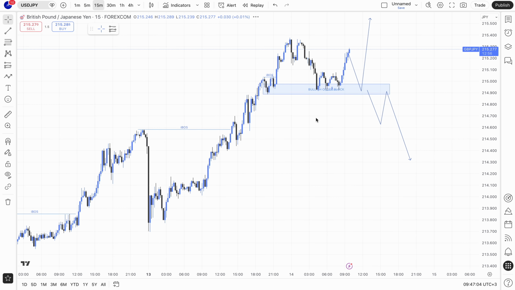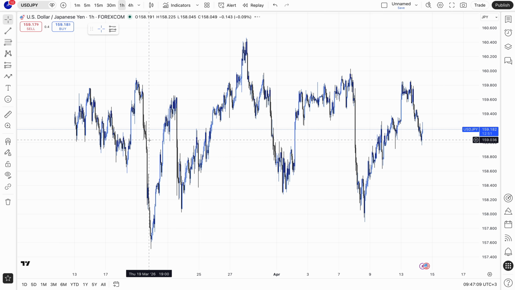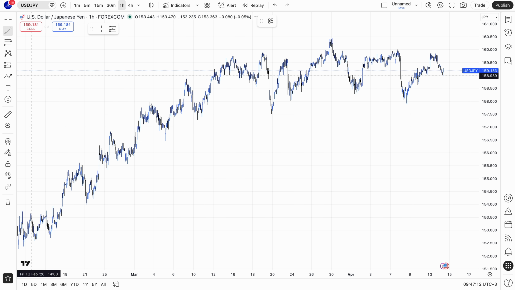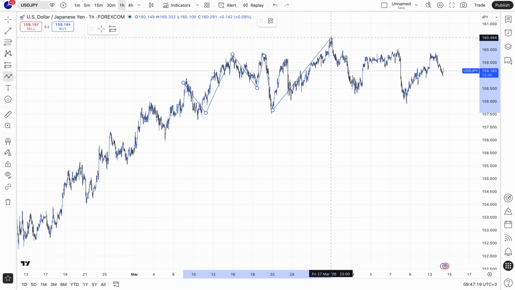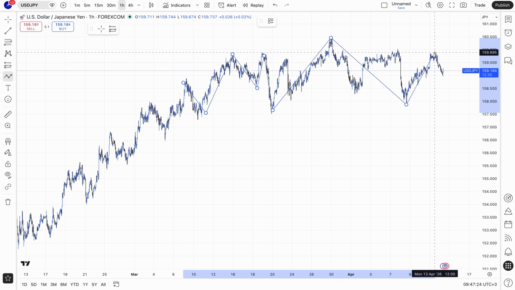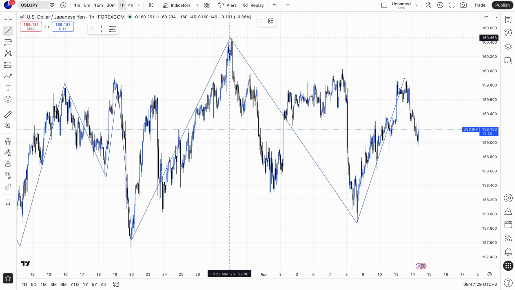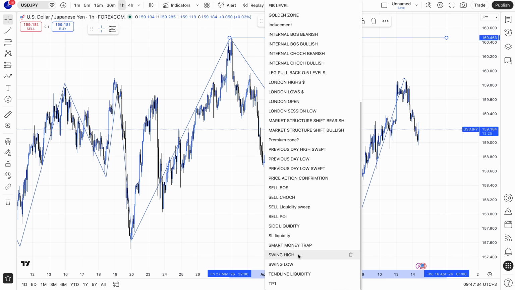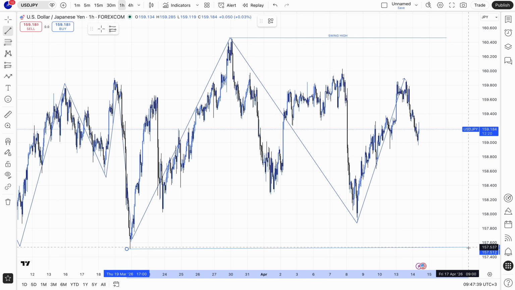So for UJ, you can understand here that we had our break of structure to the upside, change of character, break of structure to the downside, then change of character to the upside, then a retest on this order block, then a continuation. Now we are targeting this next swing high. This is our next target, the next swing high, right? And we have our protected low, which is here, both internal and external.